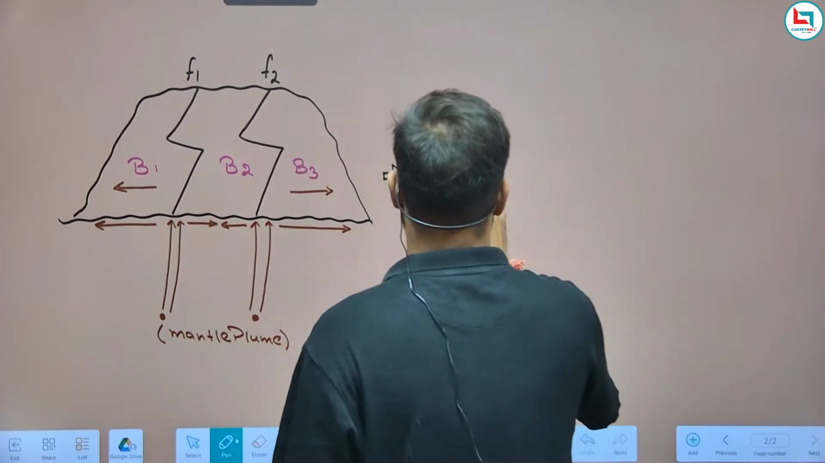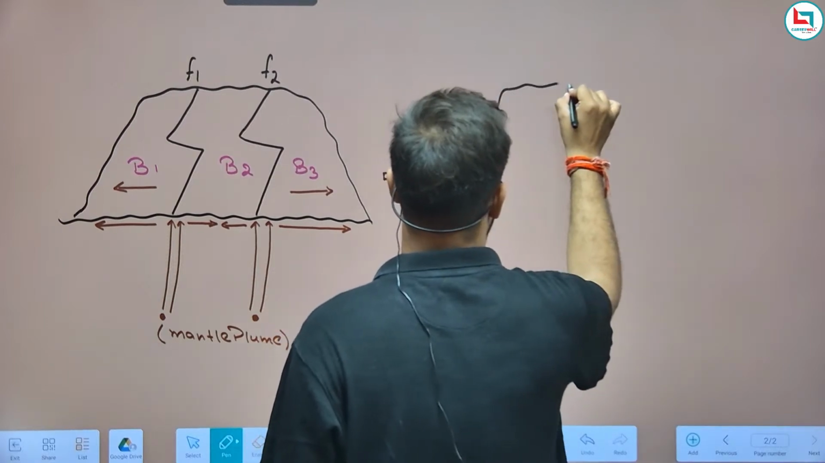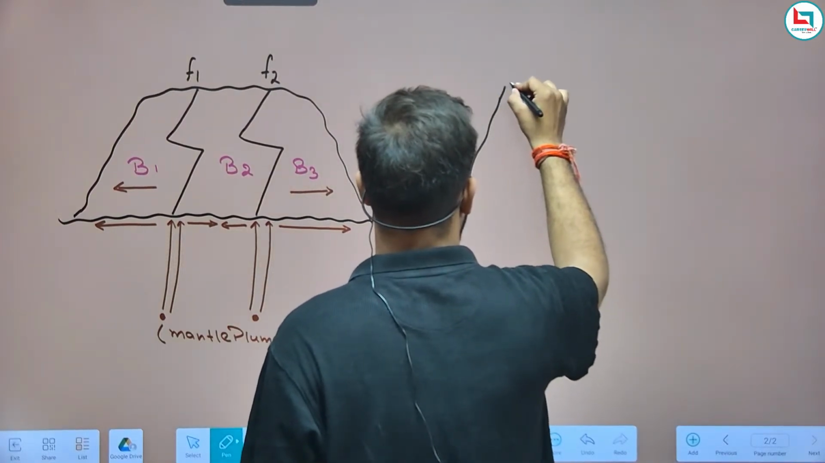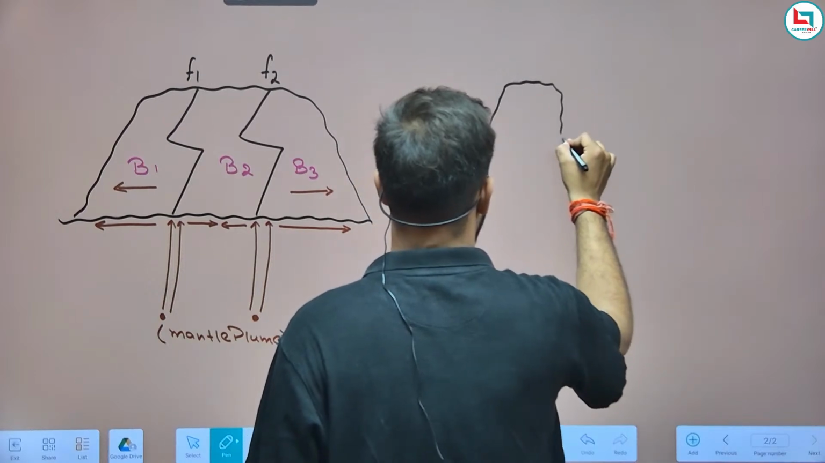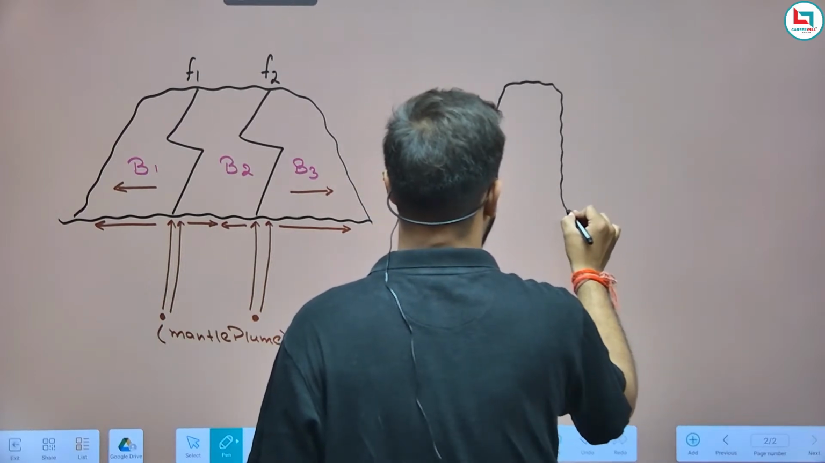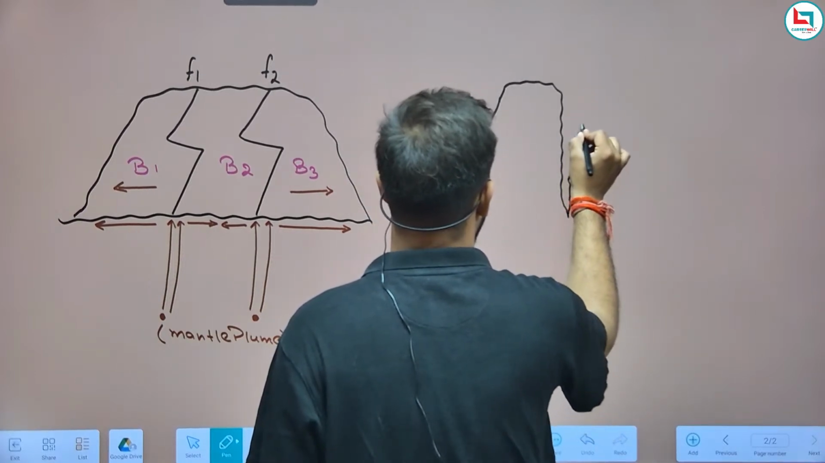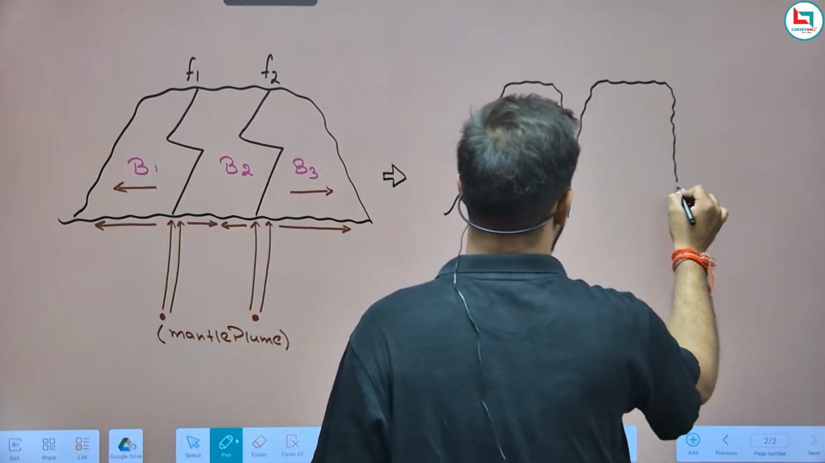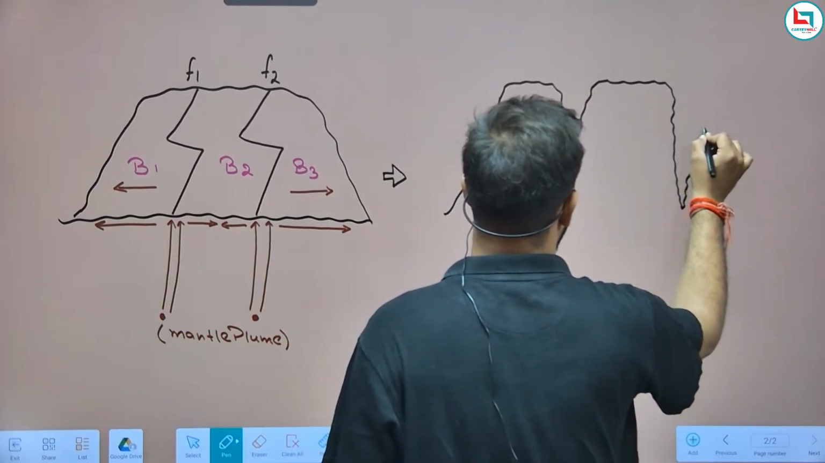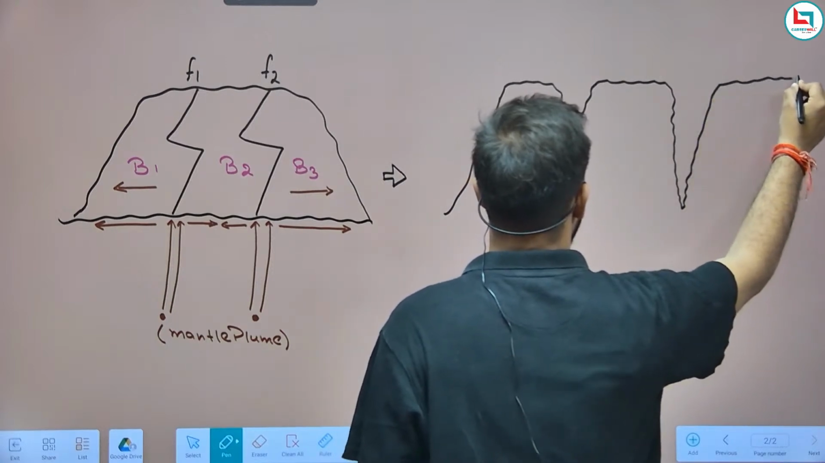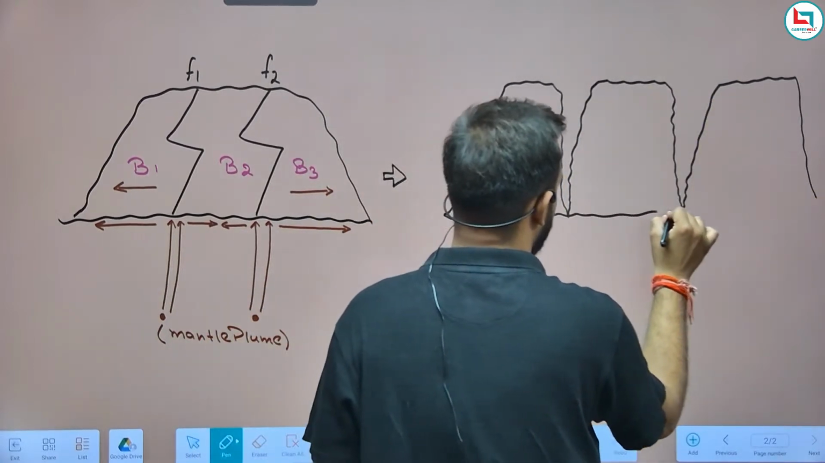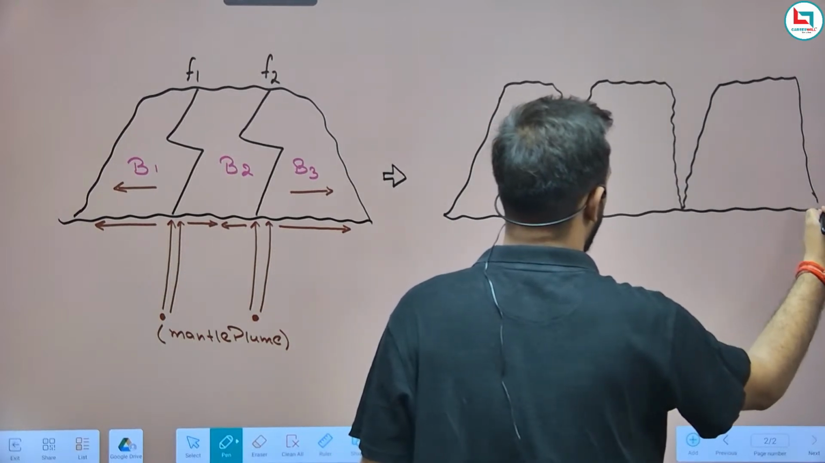Now, here we have the Inselberg. Here we have the B1. The cracks are getting widened. Here we have the B2, and here we have the B3. So these cracks are getting widened.